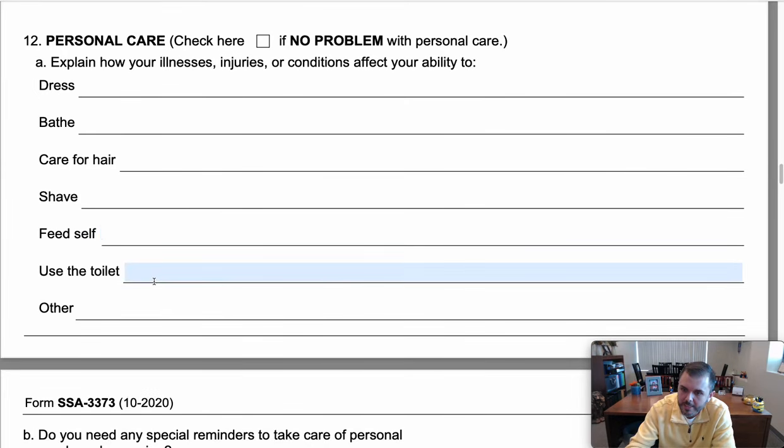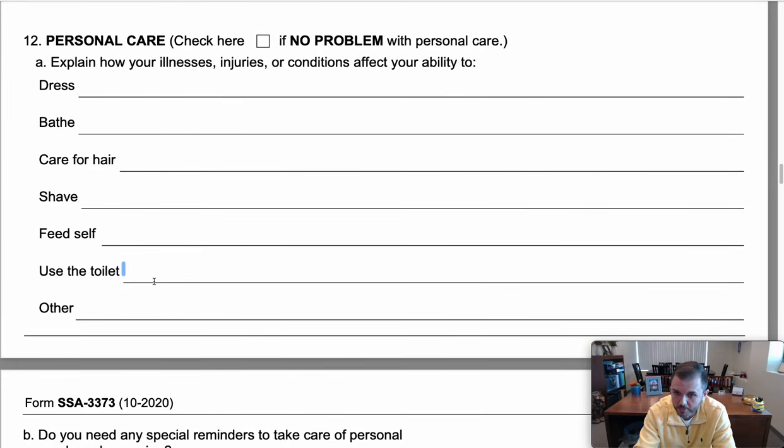Using the toilet. Let's get really, really personal here. So wiping, oftentimes that's an issue because you're reaching. So if you have issues with that, this is not the time to be ashamed of it. You're going to give this form to a bureaucrat or your lawyer. These are people that are going to be familiar already with your issues. This is not the time to worry about modesty.